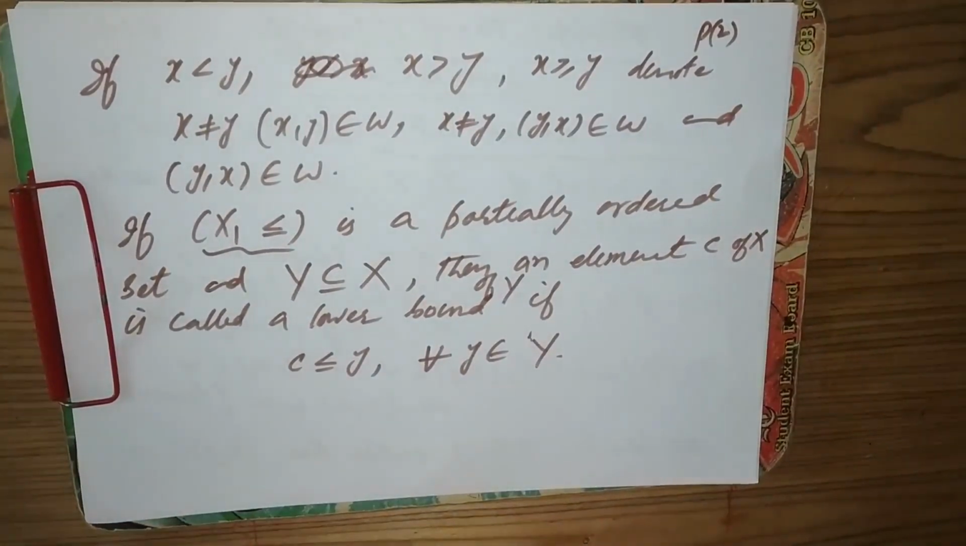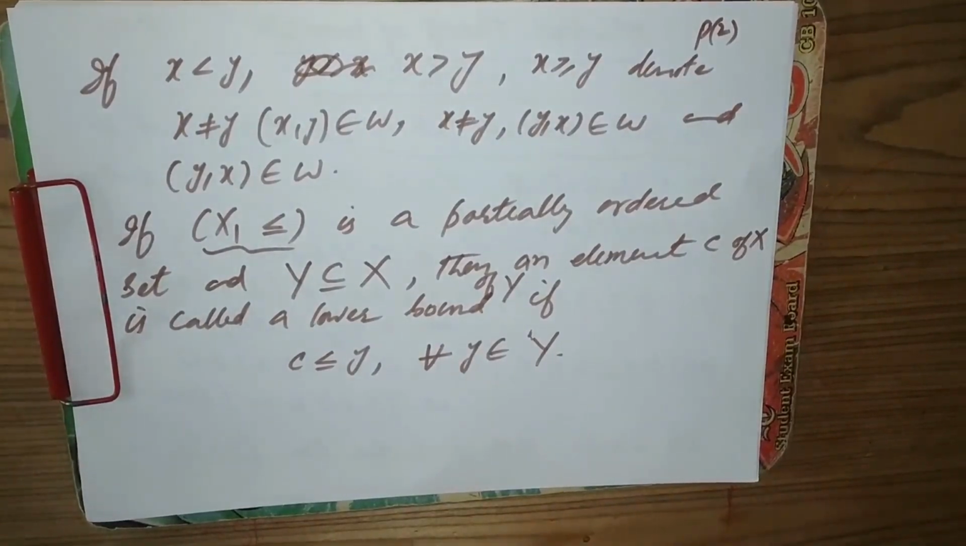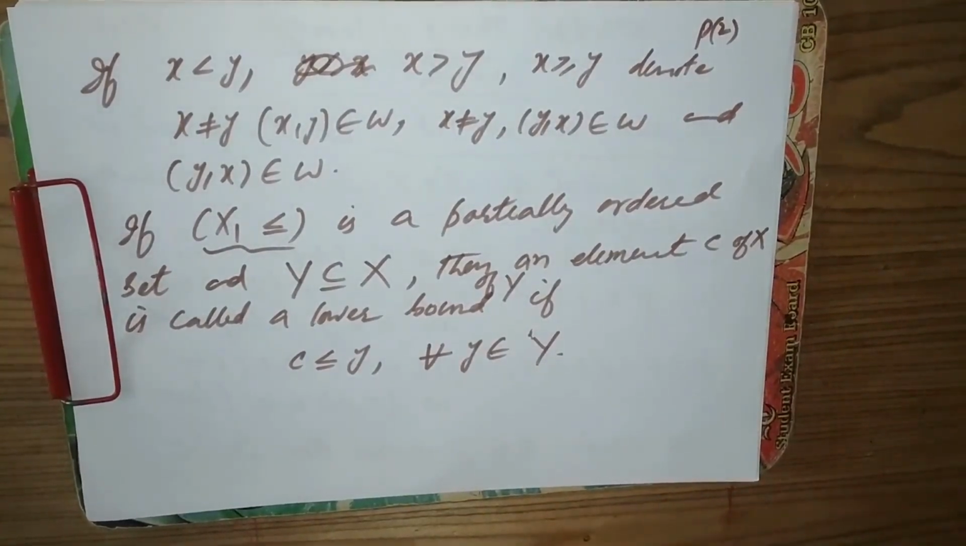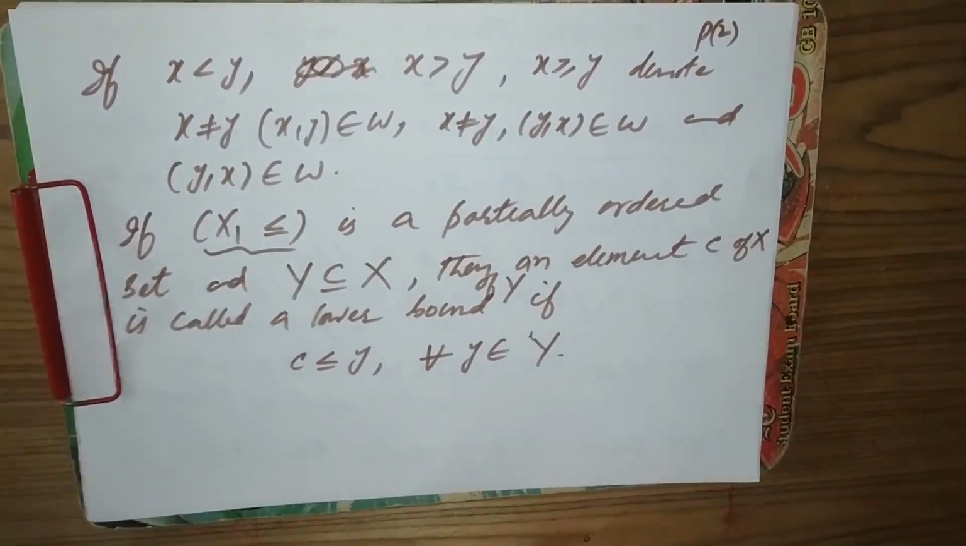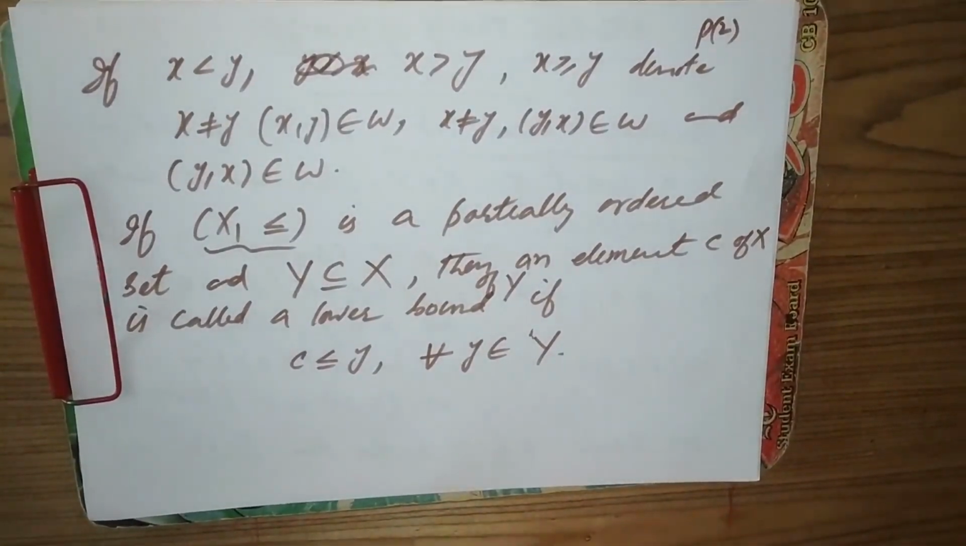Then we define the greatest lower bound. So it's the maximum of all the lower bounds of a given set. So how do we define the greatest lower bound?